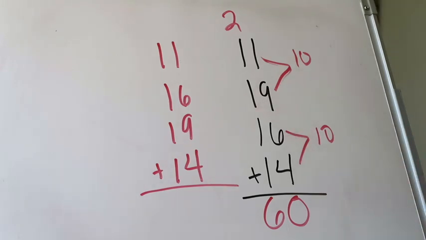And then the next example we're going to do is going to involve the associative property, where we're going to look at how changing the grouping of our addends can help us out.